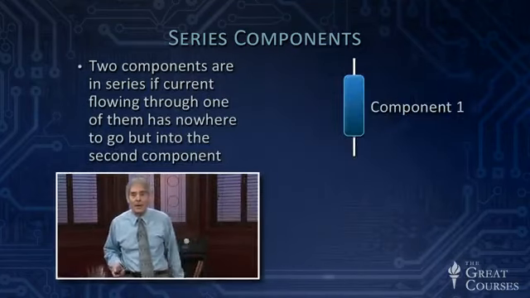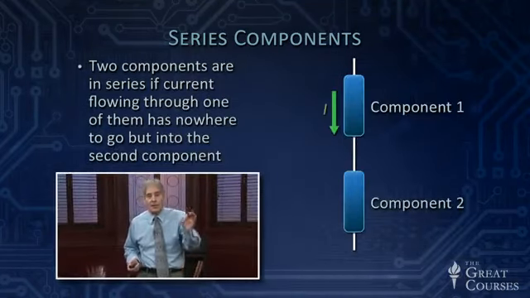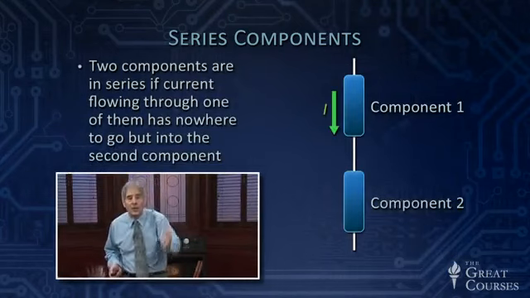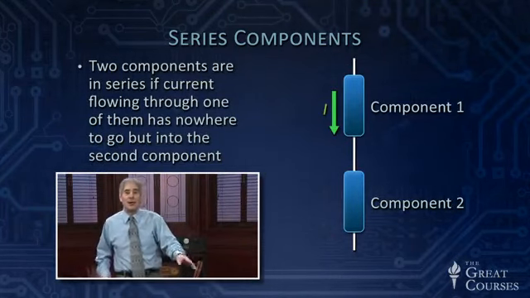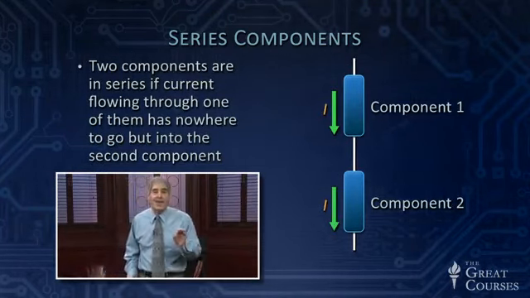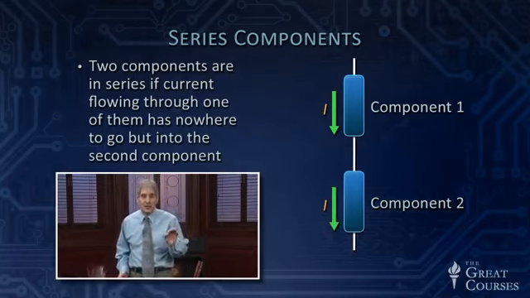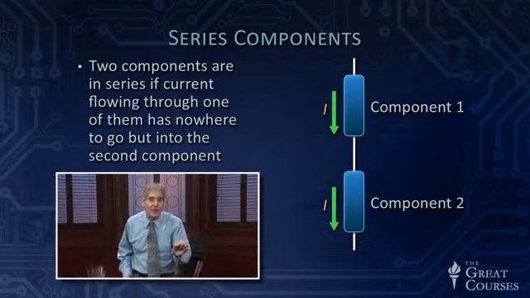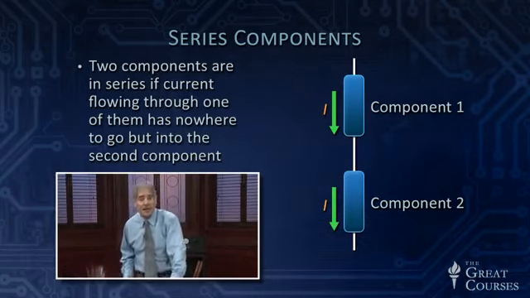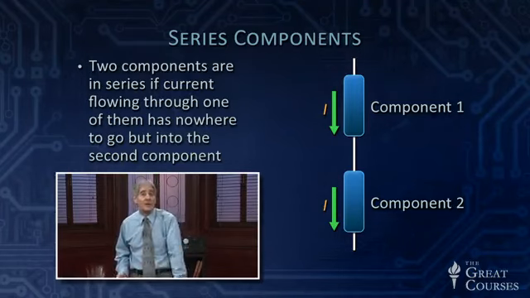So here's component 1, here's component 2. If electric current flows through component 1, the charge that's flowing has no place to go but into component 2. And that defines series resistors. And it has to be that way. There can be no other place for the current coming out of one component to go but into the second component. If it has a choice, if there's more than one possibility, they are not in series.